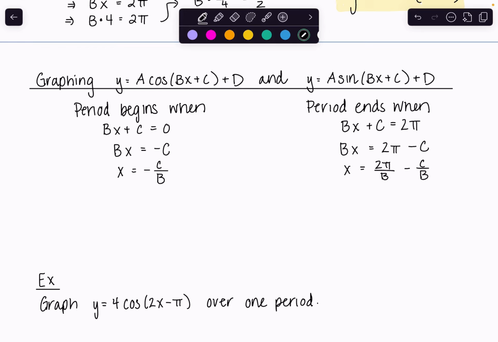Okay. So you can consider this first one 0 plus negative c over b. And then it ends at 2 pi over b minus c over b. So this number here is being subtracted for each of them. This is called our phase shift. And then this here is still the period.